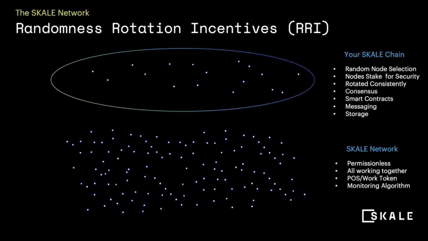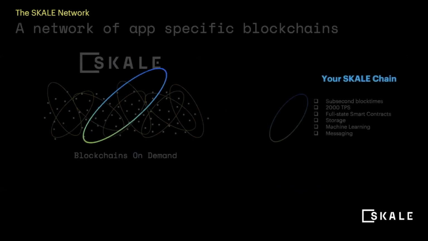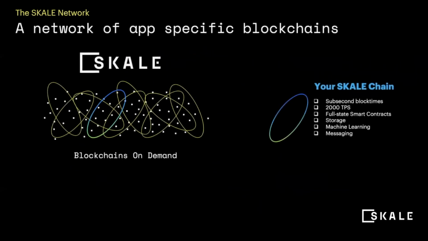Your SKALE chain allows for smart contract execution, interchain messaging for managing your tokens, and decentralized storage. These nodes are randomly selected and randomly rotated to add a layer of security to your SKALE chain. But your SKALE chain is one of many, which means that you don't have to share transactions per second or storage with any other application within the network.